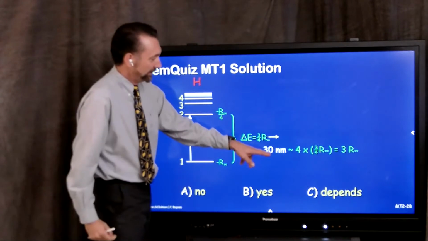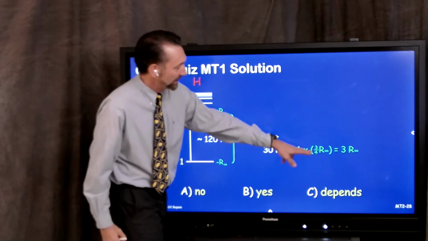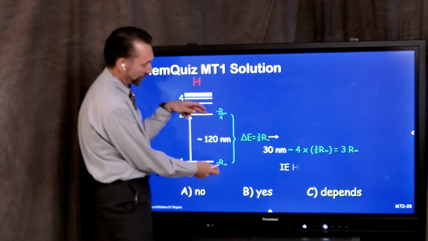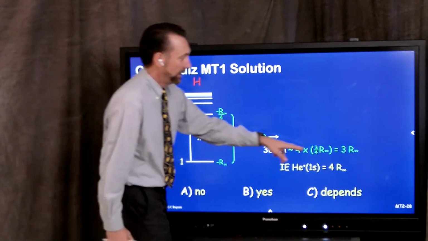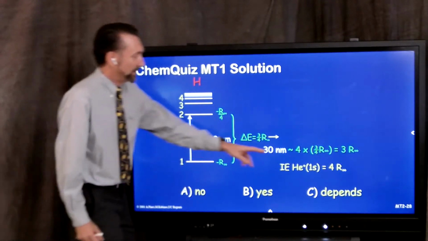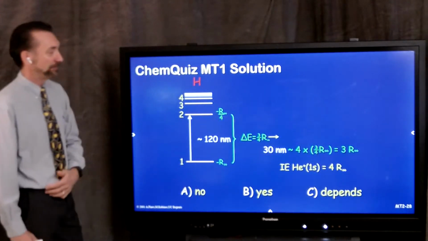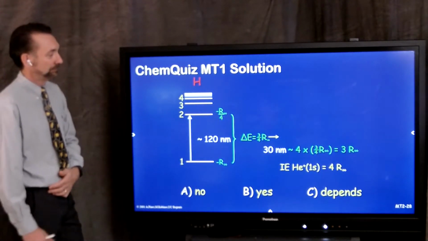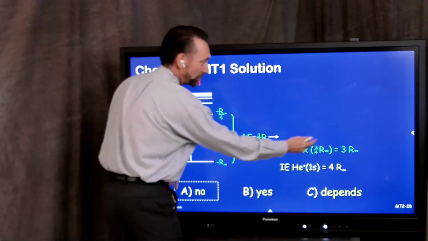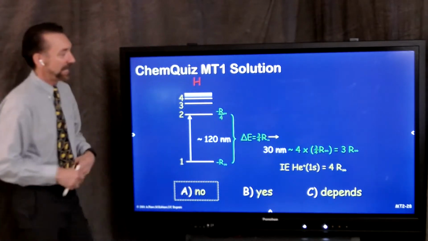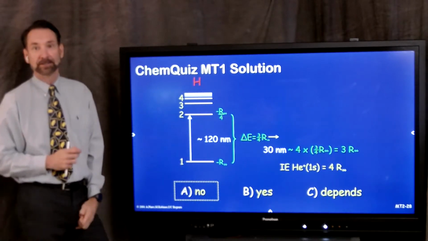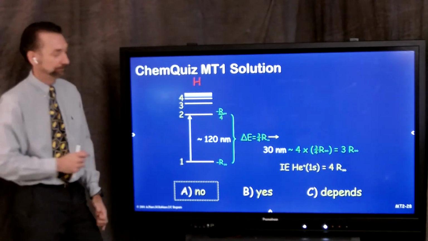So 30 nanometer wavelength is 4 times 3/4 R, and that is 3R. Because I have to get a total of 4R, and that's not enough. So 30 nanometers would correspond to about 3 Rydbergs. I need 4 Rydbergs. I can't quite get there with 30 nanometers.